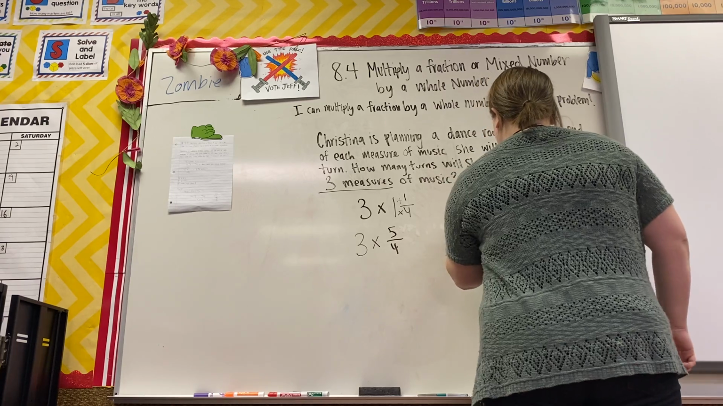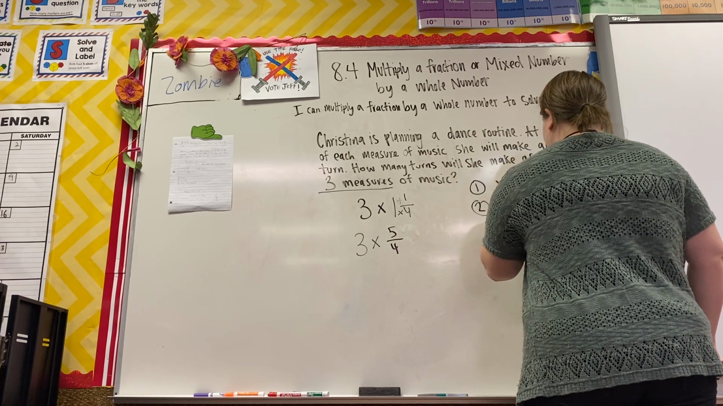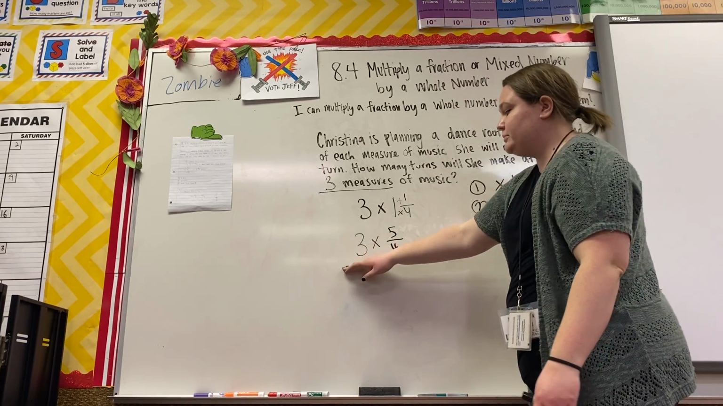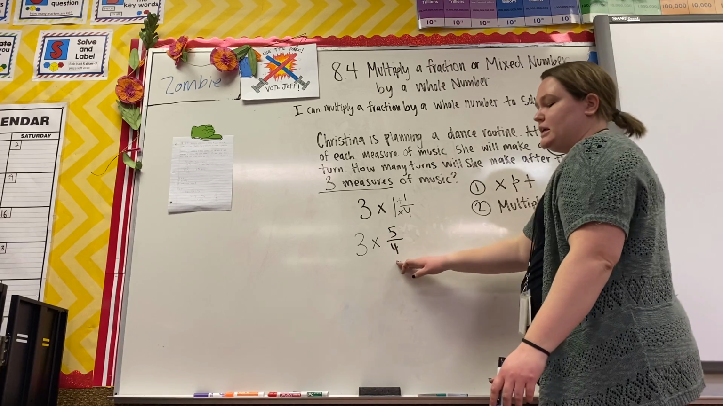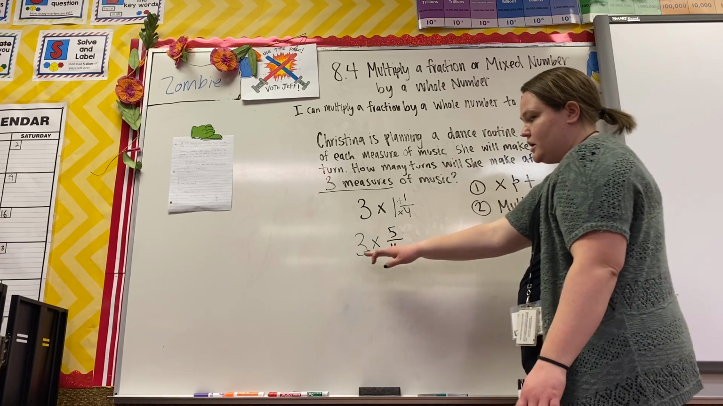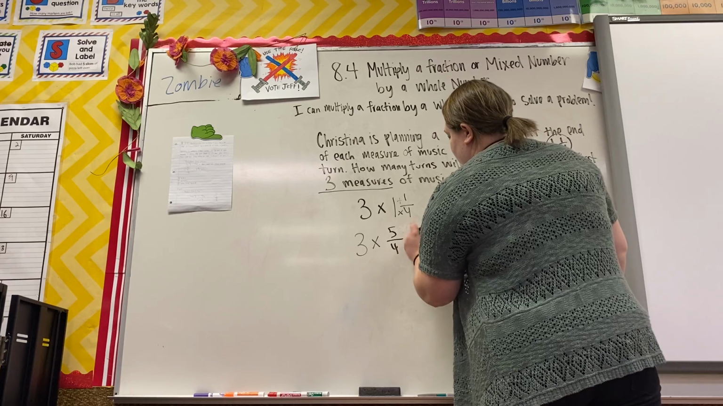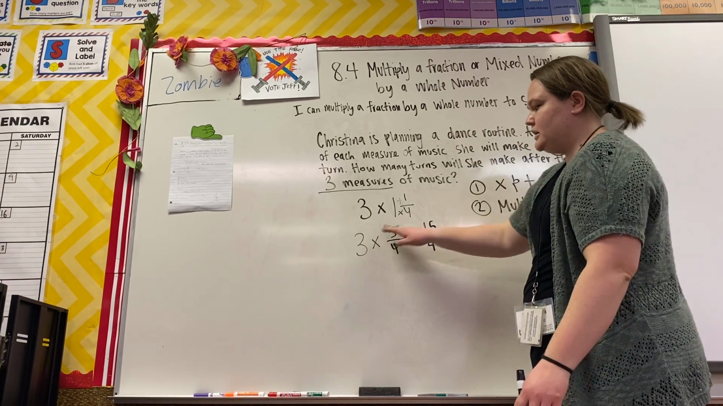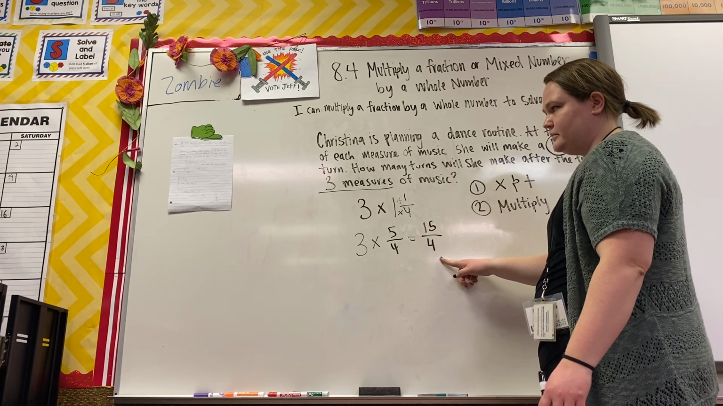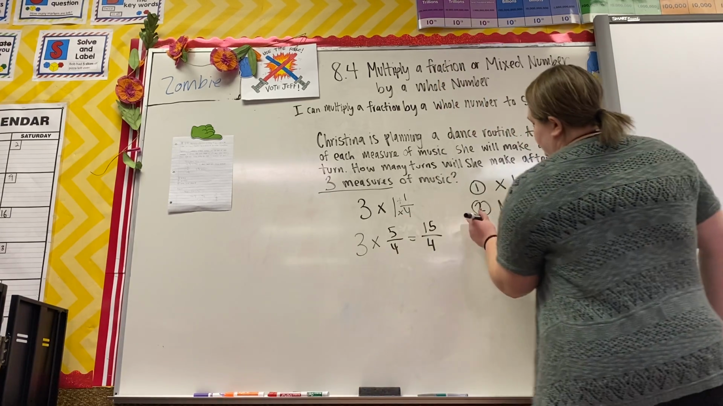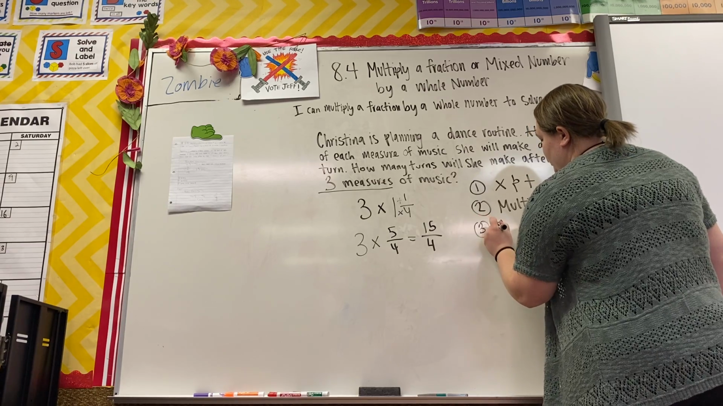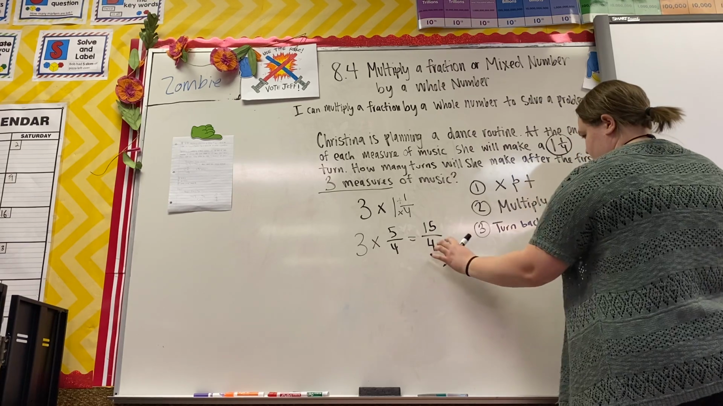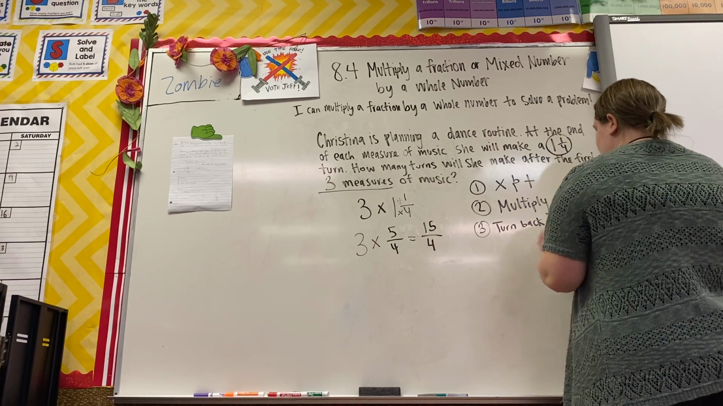Step 2 is to multiply. And so remember, when we multiply, we just do our whole number times our numerator, and then we keep it over our denominator. So 3 times 5 is 15 over 4. Okay? And then step number 3 is to turn our improper fraction back to a mixed number.